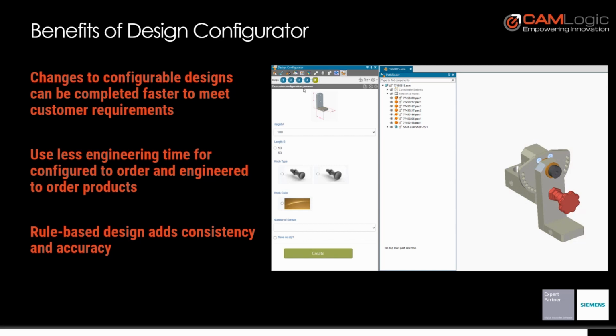Some of the benefits of Design Configurator, kind of like we mentioned in those industry trends, is that the configurable designs are able to be completed much faster and still meet the customer's requirements. They use considerably less engineering time to configure any configured to order products or engineered to order products. And then of course, any kind of automation takes out that inherent human error, because the drawings, the bill of materials, things like that are all automated.